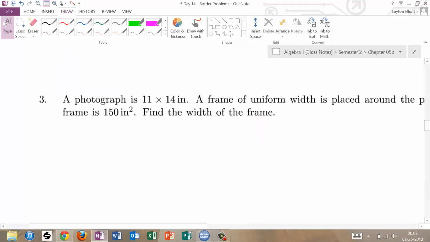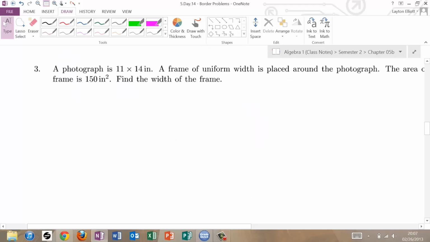Okay, next one. A photograph. Always a photograph. 11 by 14 inches. Let's draw a photo. Let's draw a nice landscape with a tree and grass. We have two grass. Okay. Photograph is 11 by 14.